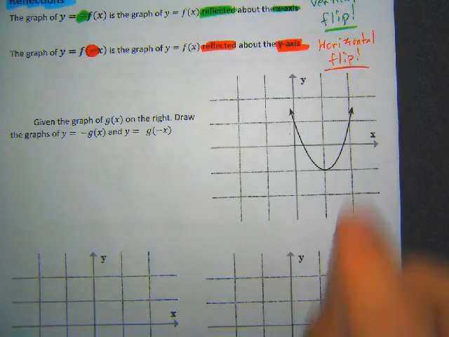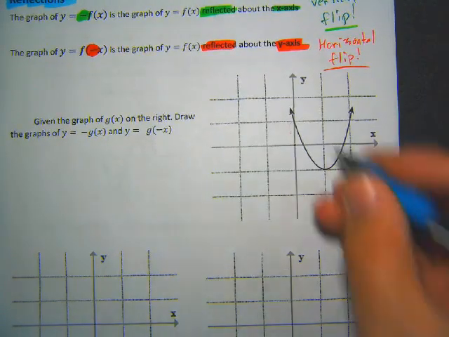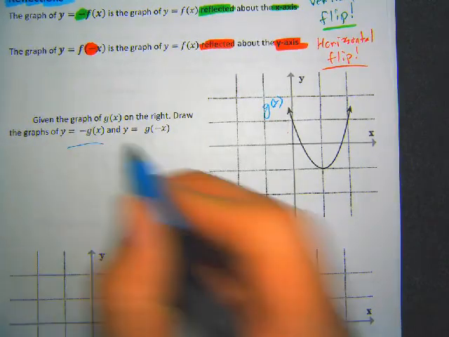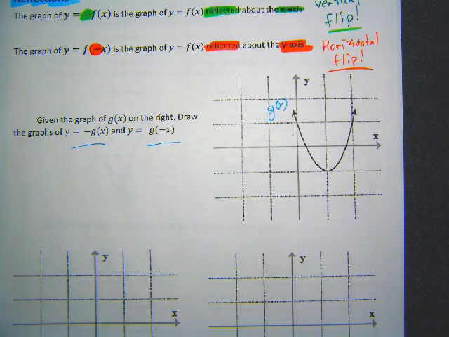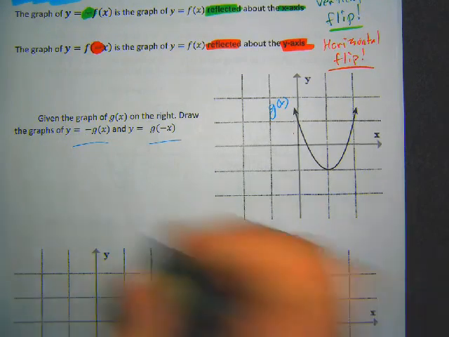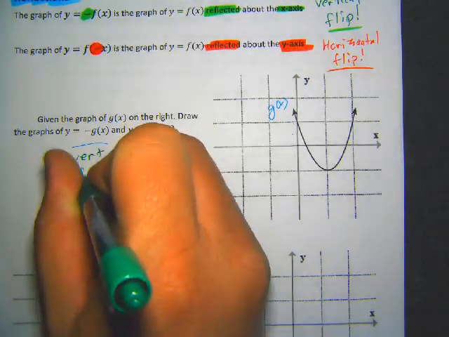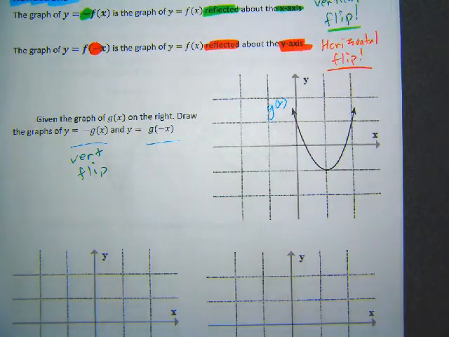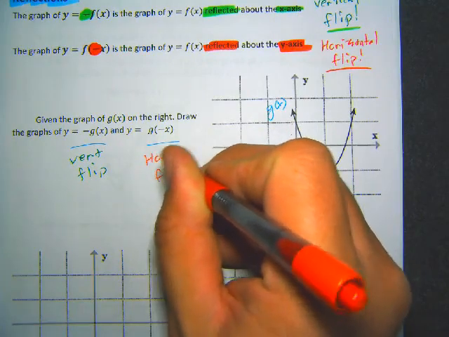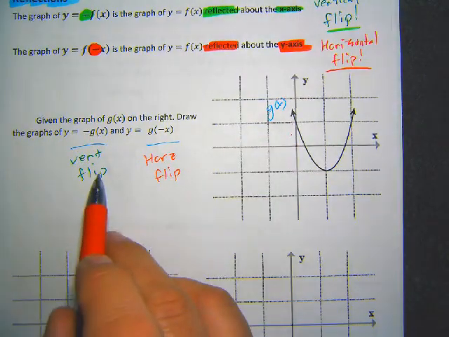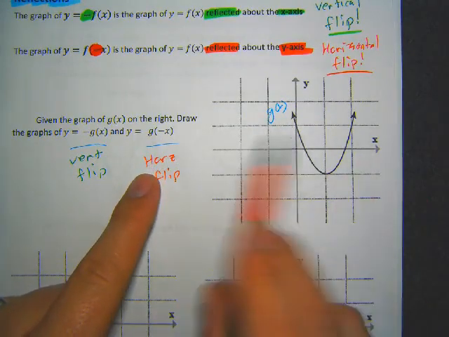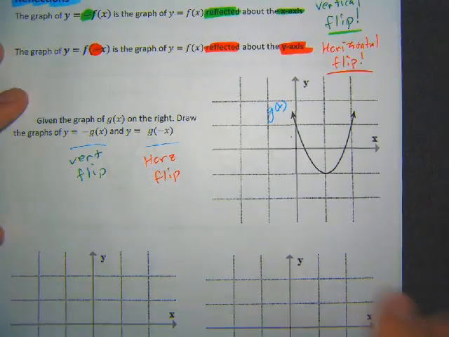Okay, so we're going to take this function. This is g of x right here. We're going to find both negative g of x and g of negative x, which means, of course, negative on the outside is going to be a vertical flip, and negative on the inside is going to be our horizontal flip. Again, negative on the outside flips it up and down over the x-axis. Negative on the inside flips it side to side over the y-axis. So we're going to take this function and do that.